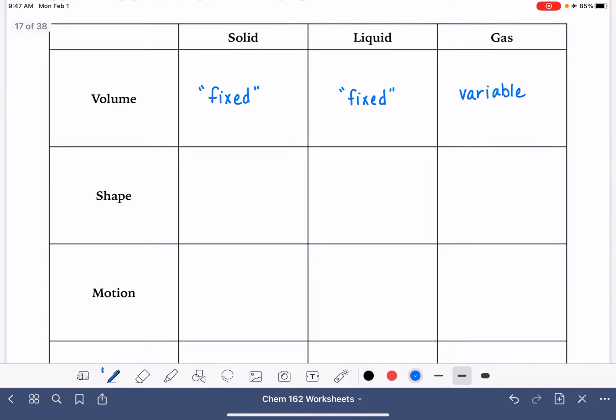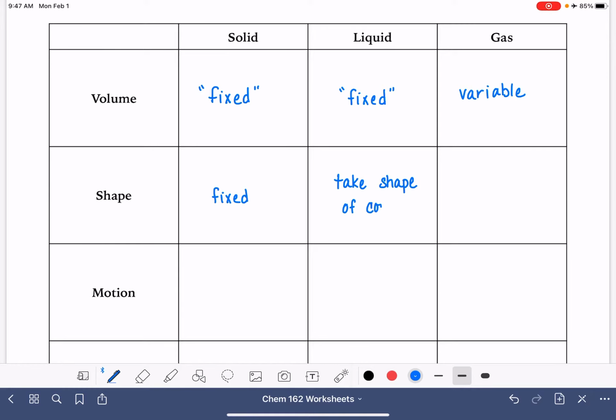Shape, everybody understands what shape refers to. For solids, solids have a fixed shape. Think again about your calculator. The shape of your calculator is just its shape, and it doesn't change its shape if you put it into your backpack or take it out of your backpack. Liquids and gases take the shape of their containers.